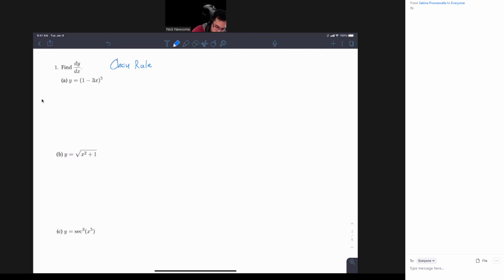So we have this function y equals (1 minus 3x) all raised to the 5th power. So this is a chain rule, right? There's a power rule on the outside and then a nice linear function on the inside. And we're using dy/dx because we've written y equals. So the power rule happens first. And then we multiply by the derivative of the thing inside.